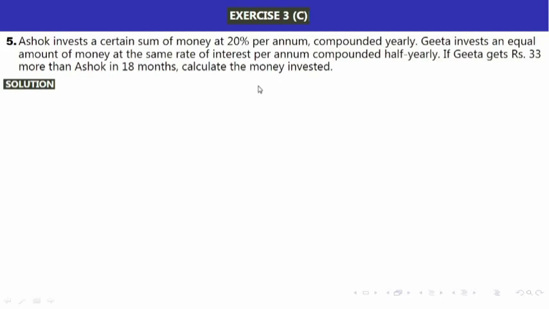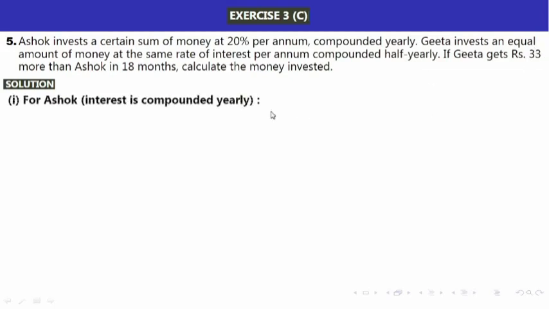So this is the problem that we have done in question number 2, I guess. Yes, in question number 2 we have seen this kind of problem. Now Ashok and Geeta, both of them borrow the same amount of money at the beginning, but Ashok goes for compound interest compounded yearly, and Geeta goes for compound interest compounded half yearly. And here Geeta gets more by rupees 33.